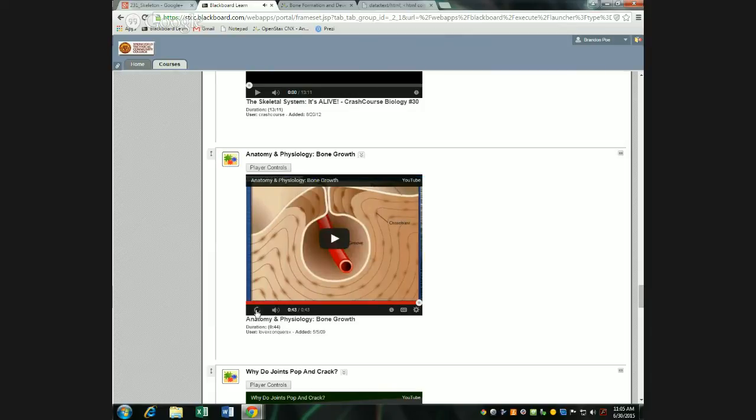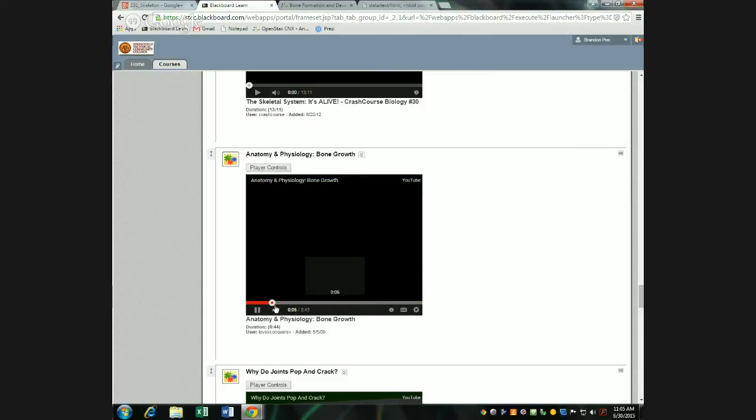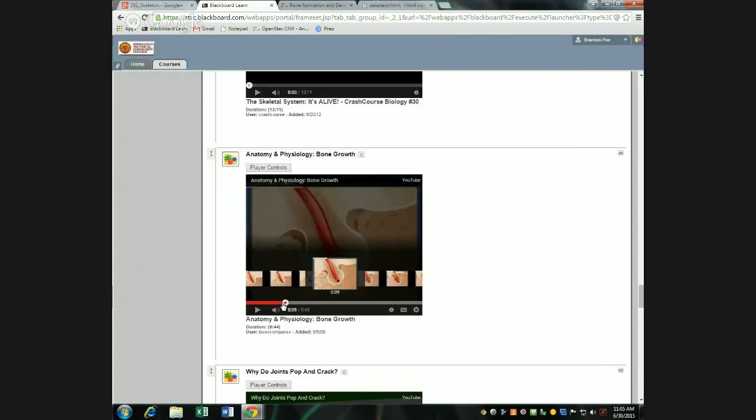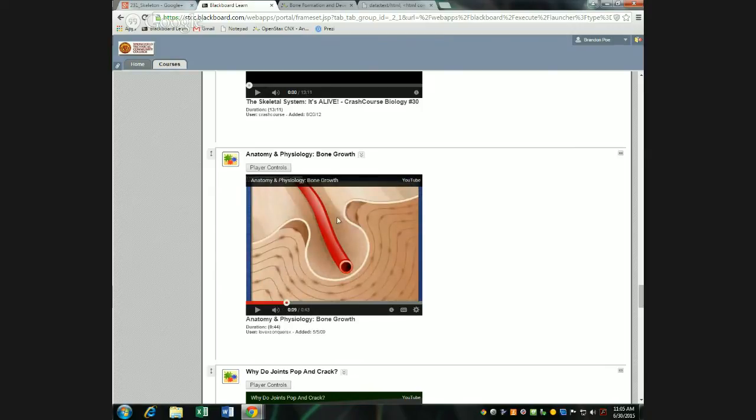Yeah. So that's just showing bone ridges grow up around this blood vessel and eventually surround it completely.